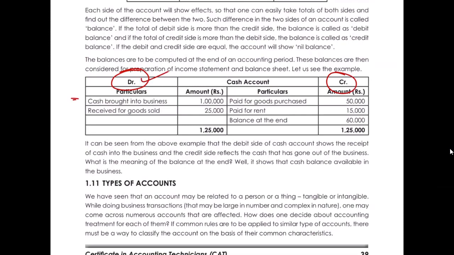So see the first example, the cash brought into business. The cash has been brought into the business, so they have debited this amount. Then we have received from goods sold. We have received the money from goods sold, so they have debited it.